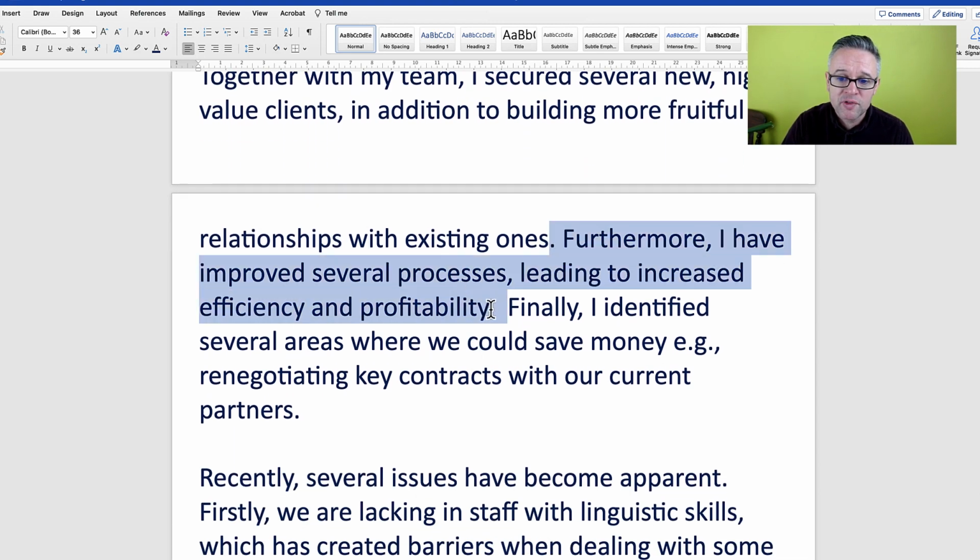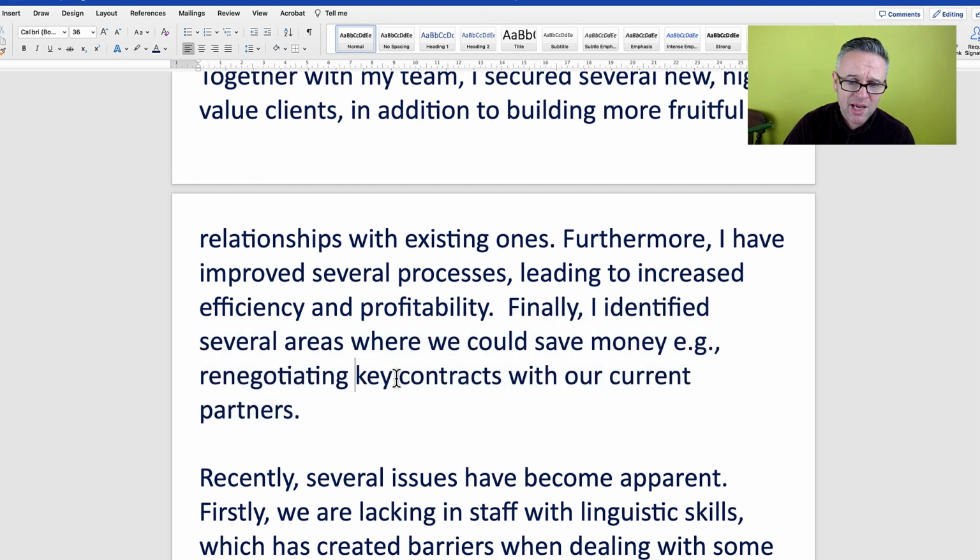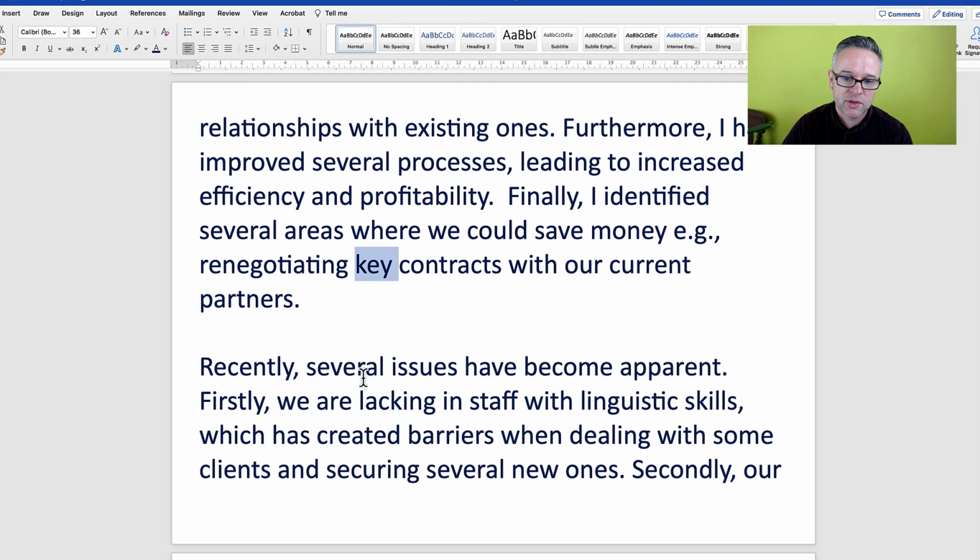Furthermore, I improved several processes, leading to increased efficiency and profitability. So we have a comma after furthermore, and then we have another comma for the adverbial, leading to increased efficiency and profitability. Finally, I identified several areas where we could save money, e.g., renegotiating key contracts with our current partners. And the word here, key, means very important, and they are central to the business.